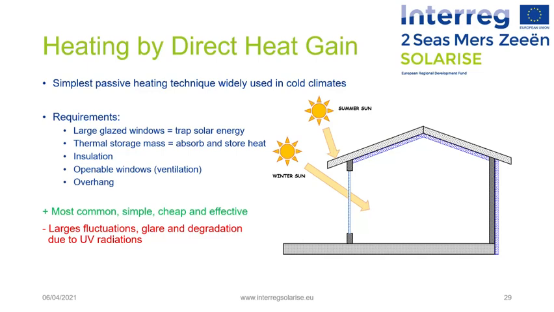Direct gain is the most common, simple, cheap, and effective heating approach. However, it causes large fluctuation in room temperature because of large variation in the input of solar energy to the room. Glare and degradation of building materials due to ultraviolet radiation are some of its disadvantages.